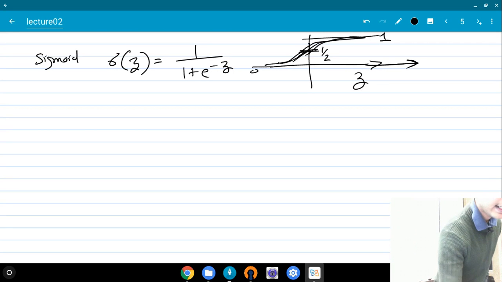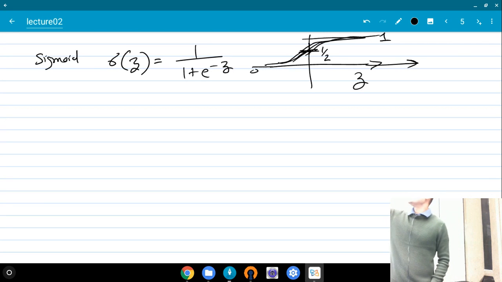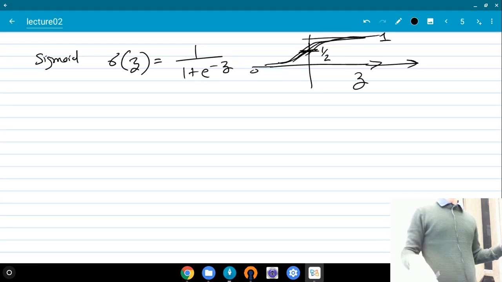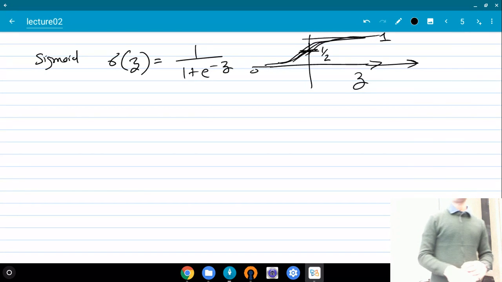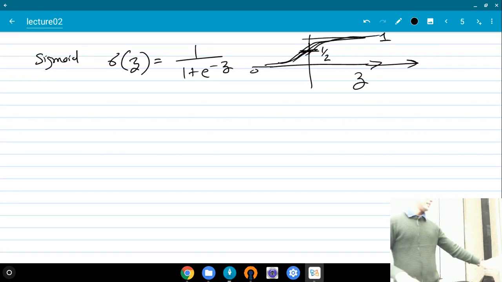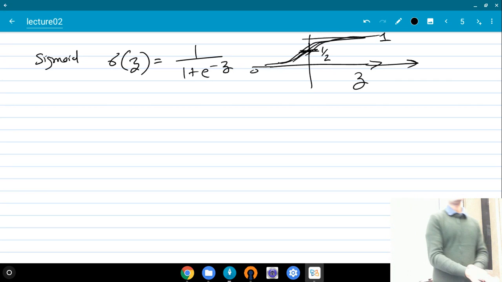So when z is really large, like 100, e to the power minus 100 is kind of insignificant, so it's 1 over 1, which is 1. And similarly on the other side, when z is a highly negative number, e to the power minus z is a huge number in the denominator, so you get 1 divided by some huge number, which is essentially 0. So this is another nonlinearity that you can use. There are many others that you'll see in the slides, but let's not worry about it.